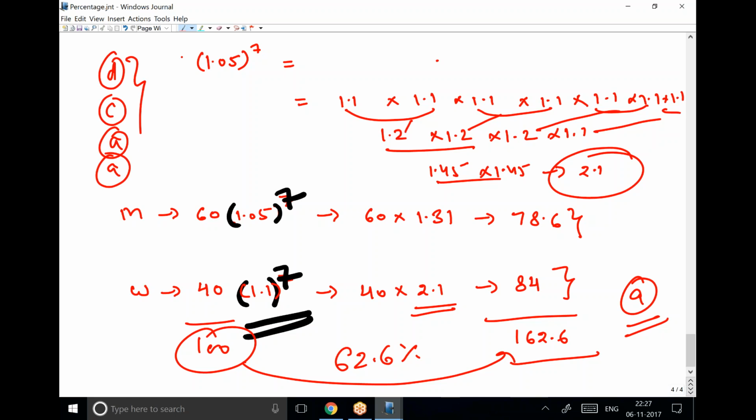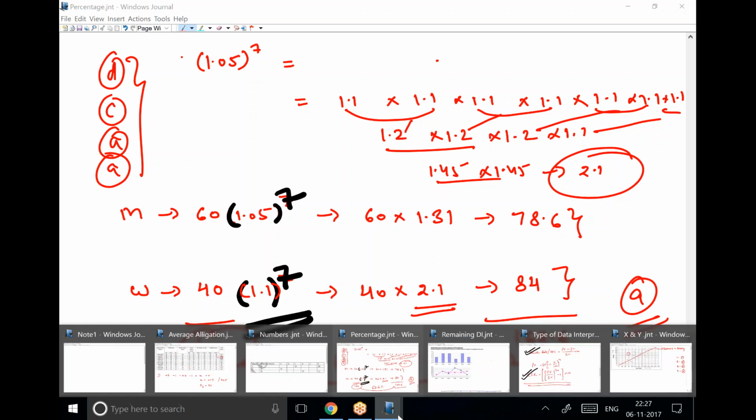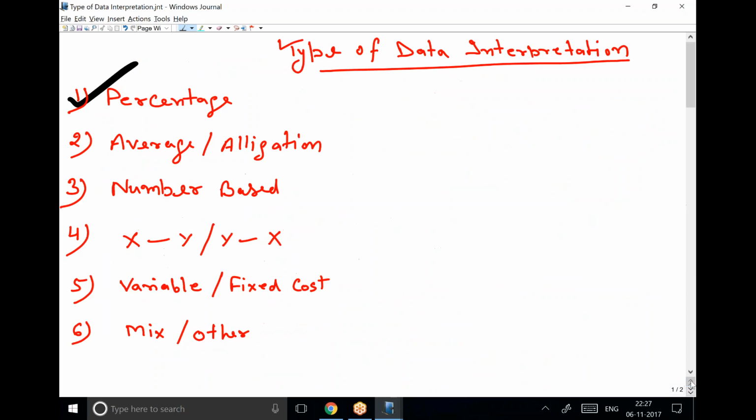These are the right answers for the given caselet. So I hope you understood how you will be approaching questions based upon percentage. So these were the questions based upon percentage. Percentage questions we have already discussed here, right? Percentage we have discussed completely.